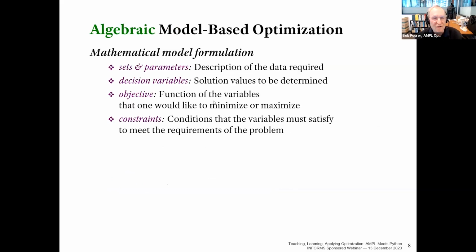Now, the particular kind of model-based optimization that has proved to be really widely applicable is what I call algebraic model-based optimization. And that's where you define it in a mathematical way. You have various sets and parameters that describe the data of your problem. Then you define some decision variables and an objective, which is some function of the variables that you want to make as big or small as possible, and a variety of constraints that the variables must satisfy in order for the solution to be useful.